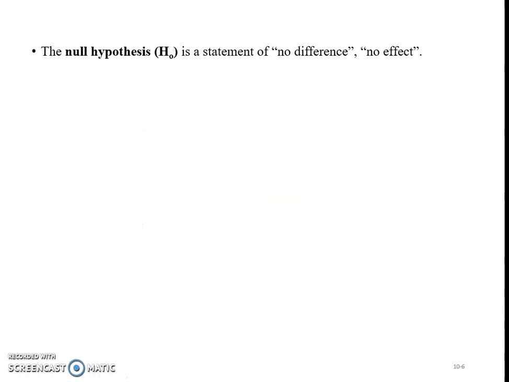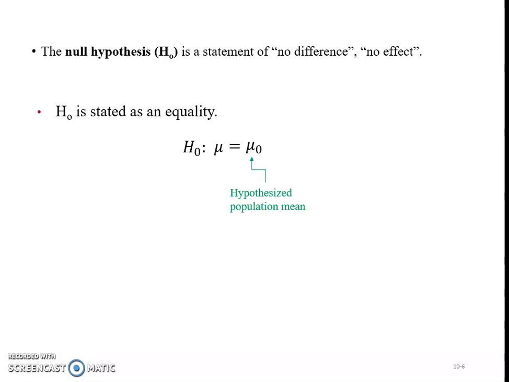Now, the null hypothesis is a statement of no difference, no effect. As its name implies, the null hypothesis corresponds to the null condition for a hypothesis statement. It is generally stated as an equality. So in our case, H null is mu is equal to mu null, where mu null is the hypothesized population mean. In our case, H null is mu equals 35.